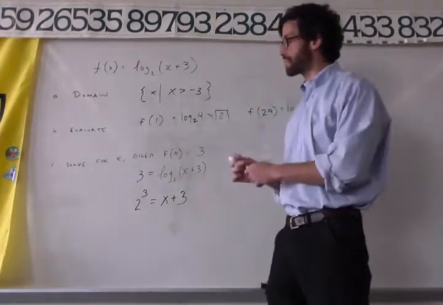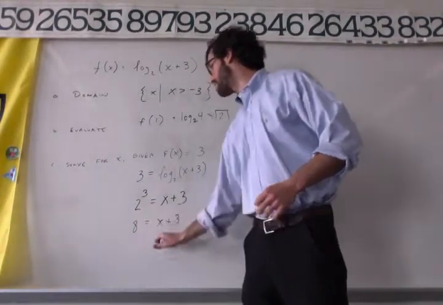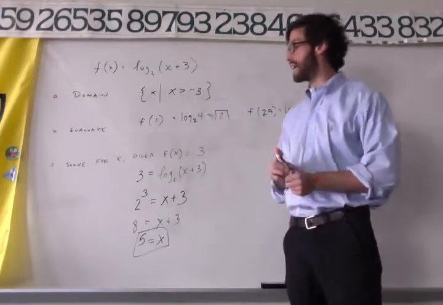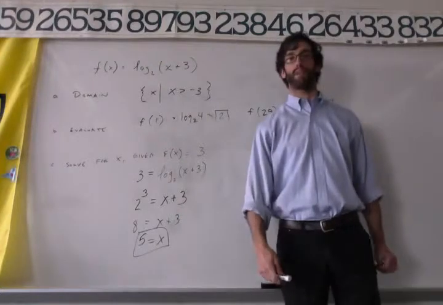2 to the third is x plus 3. We get 8 equals x plus 3. Take away 3, x equals 5 is the answer. And just double check to make sure that 5 is in the domain, right? It is. x is greater than negative 3. 5 is in that domain, right?